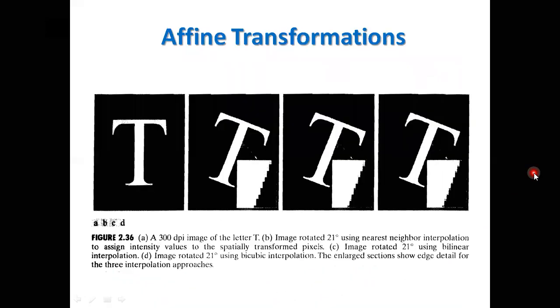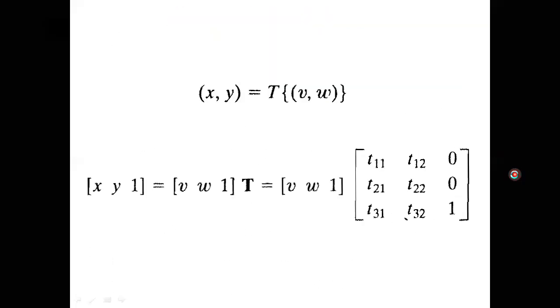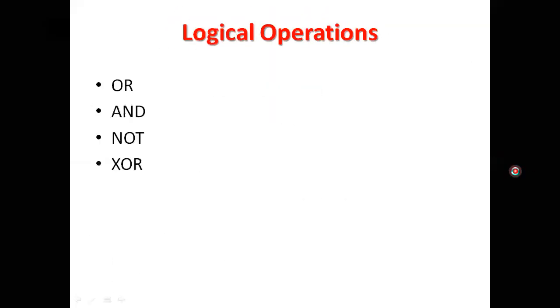So here we are taking different affine transformations. These are the different affine transformations we are using. These are the different styles to display the image. Okay, so now these are the operations we are performing.